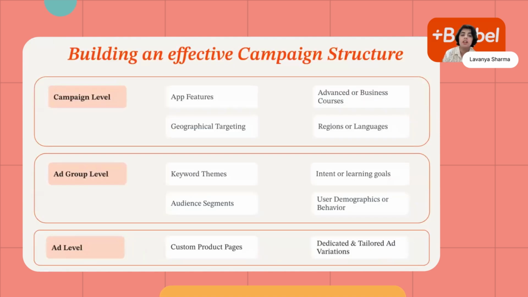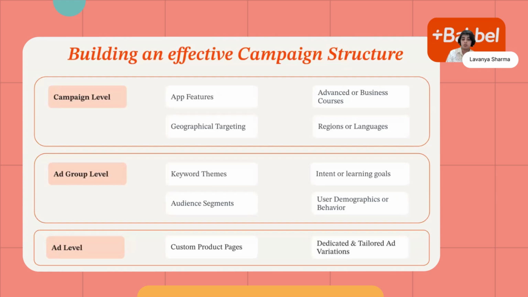At the campaign level, we try to define the different app features or the geographical targeting that we are offering. But the ad group level, however, solely focuses on the keyword themes and audience segments that we wish to work with or resonate with. Finally, at the ad level, each ad group is linked to a dedicated custom product page tailored to the specific user segment or the keyword theme. It could be any promotion that we want to work with. We always make sure that we have a dedicated custom product page for it. Now, this entire structure ensures that every aspect of our campaign is aligned with our users' intent and behavior, leading to a higher engagement.